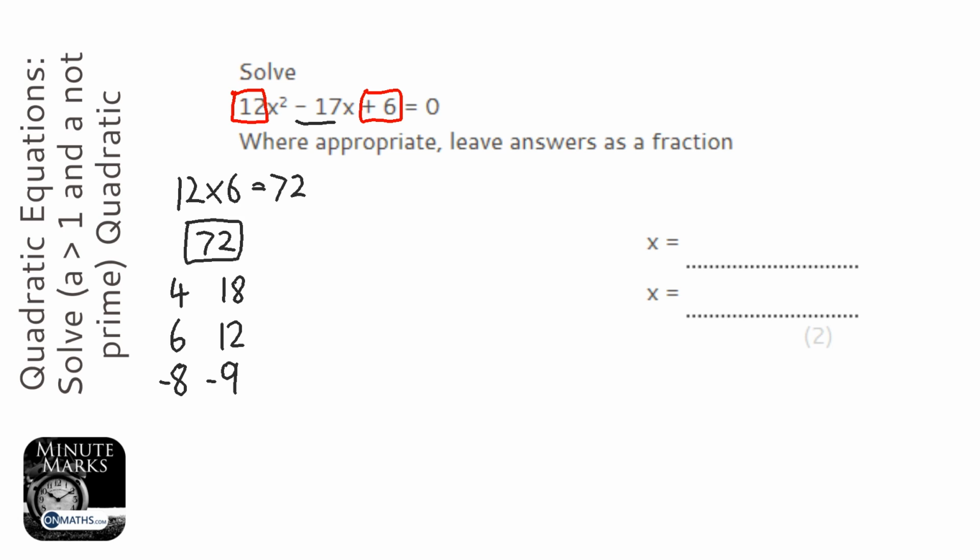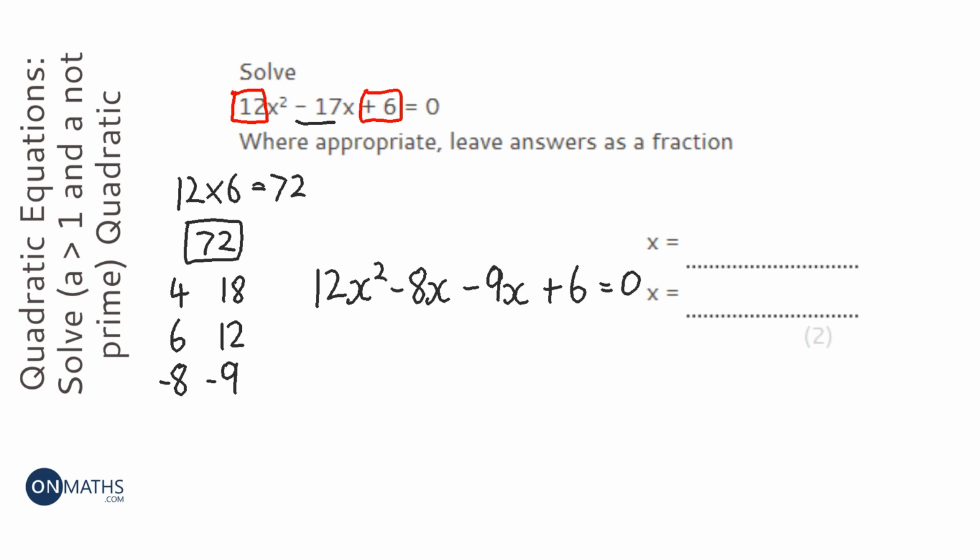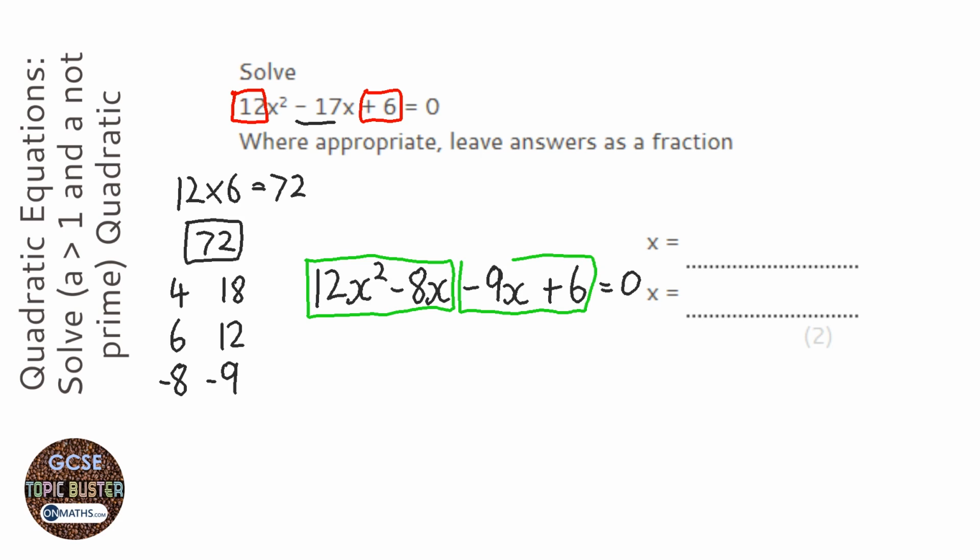Okay, next thing I need to do is just write out the question as before, but instead of minus 17x, I'm going to write minus 8x minus 9x and then plus 6 like the question. Now that's equal to 0, so I need to put that in. Okay, now what I'm going to do is just focus on these two, and then I'm just going to focus on these two.